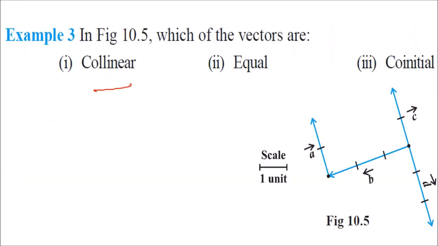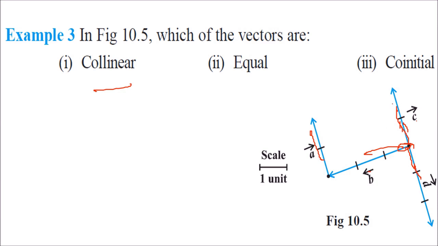In this figure, which of the vectors are collinear, equal and co-initial? See, which of them are equal? A and C are equal. Then C and D are equal, right? And co-initial, these points are co-initial. So B, C, D are co-initial.